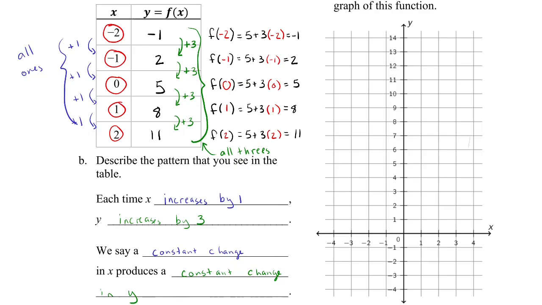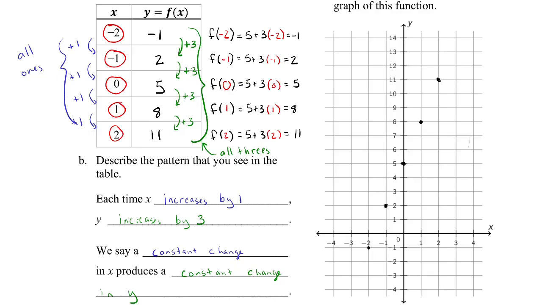So I'm going to draw all of these pairs on the graph, and we'll see what pattern that makes. When x is negative 2, y is negative 1. That's this point. When x is negative 1, y is 2. That's this point. When x is 0, y is 5. That's this point. When x is 1, y is 8, that's this point. When x is 2, y is 11, that's this point.